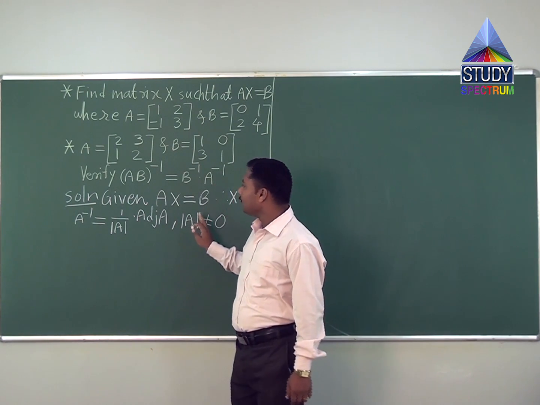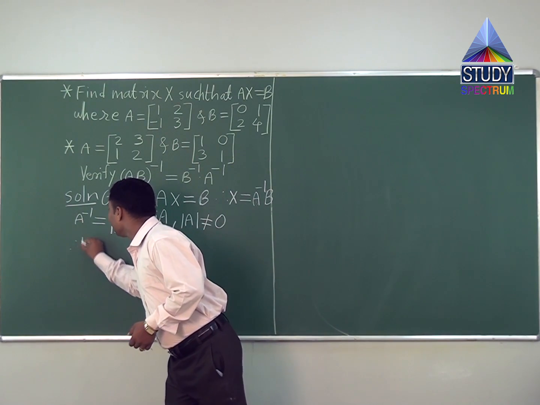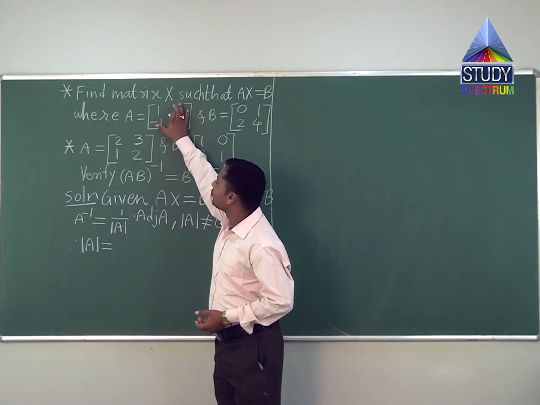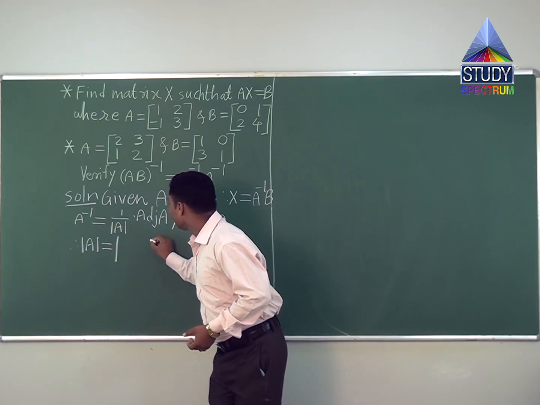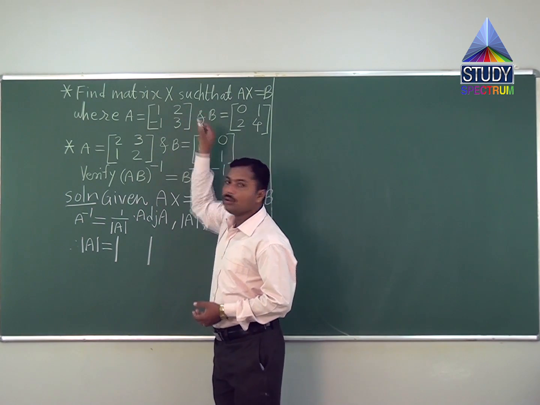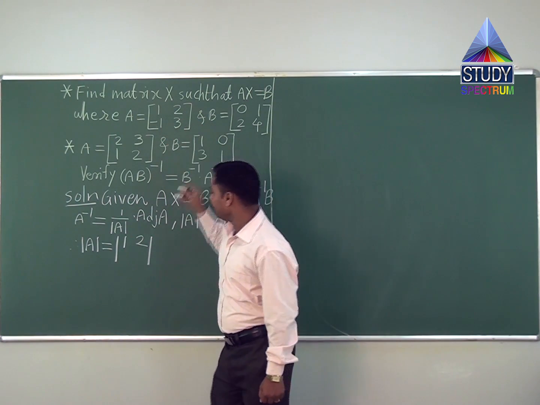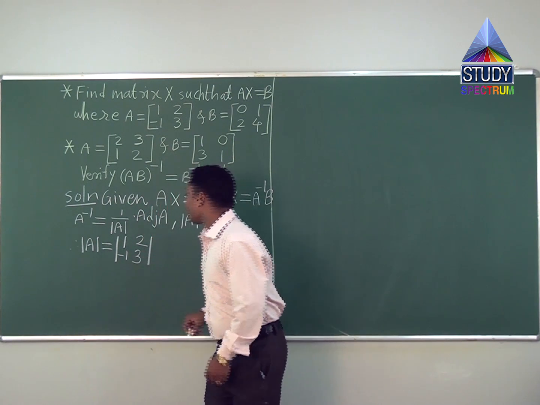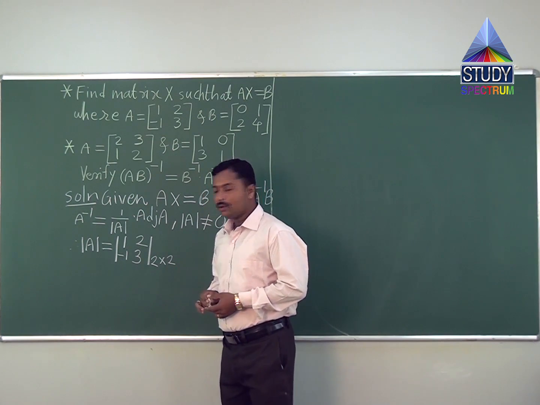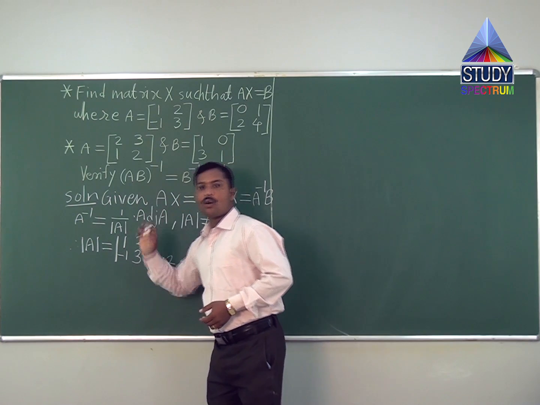So first we find the determinant of the given matrix A. So therefore determinant A equal to, we find the determinant of this matrix. Determinant notation is two vertical bars. First row 1, 2, second row minus 1, 3, and this is a 2 by 2, second order determinant. This is first row, second row, this is first column, second column.